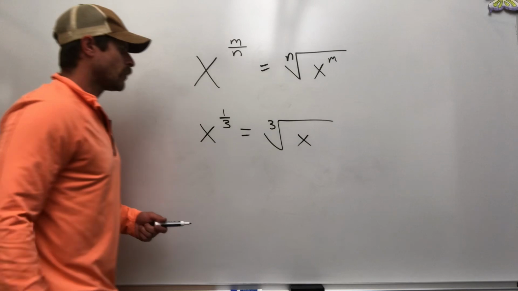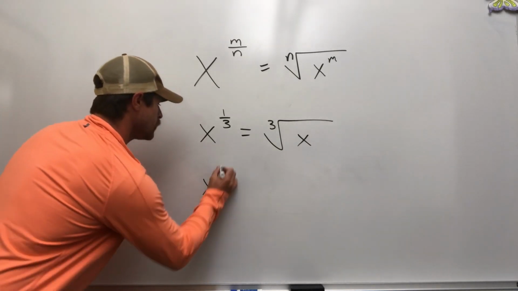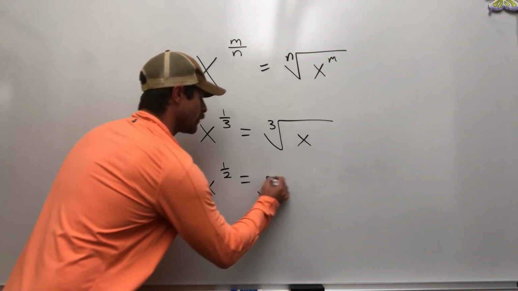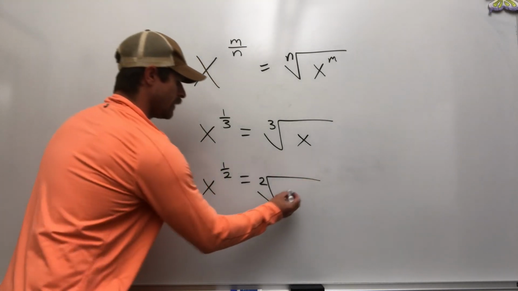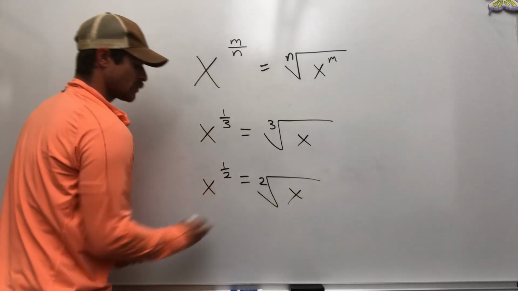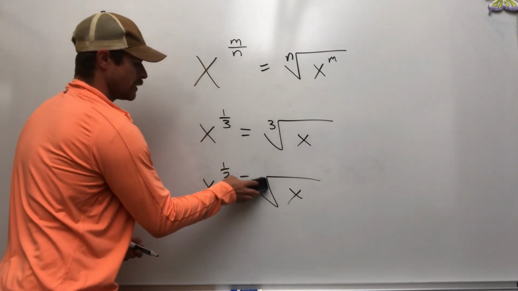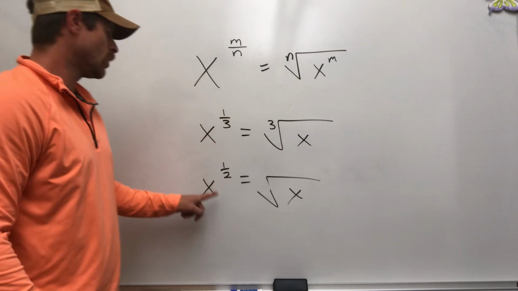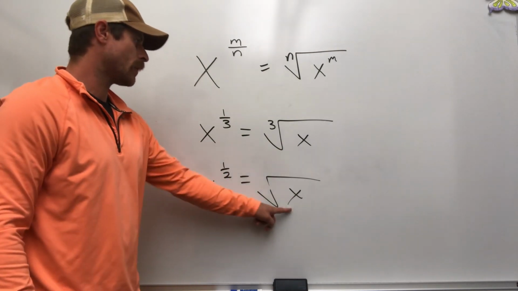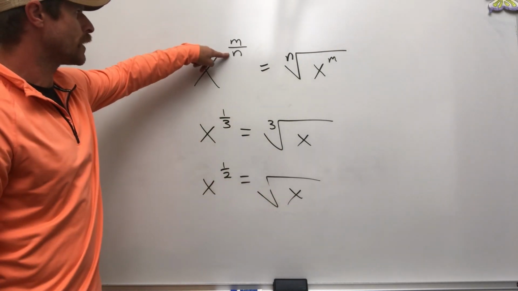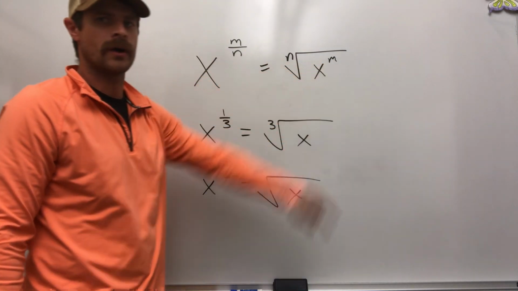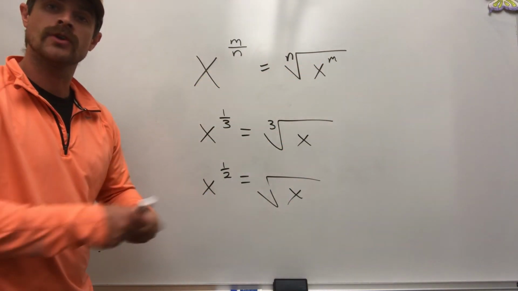Okay? So if we think about what x to the 1/2 power is going to be, it's really just the square root of x. And remember, when we're talking square root, there's no need to even show the 2 there. We just show the symbol. Okay? So 1/3 would be the cube root, 1/2 would be the square root, and then m over n is the nth root of x to the power of m. Okay, let me give you a couple of examples.